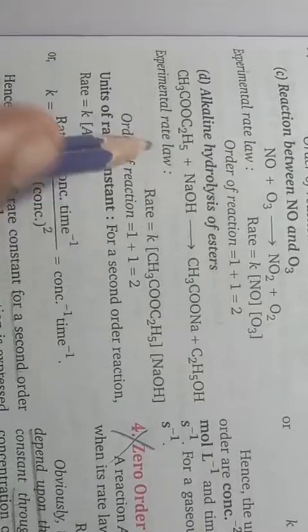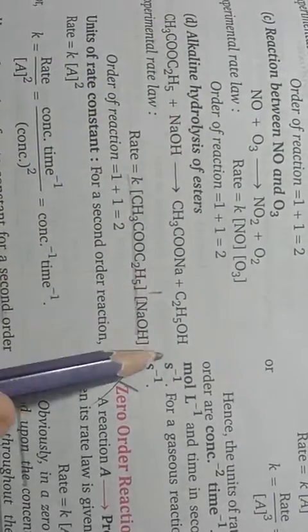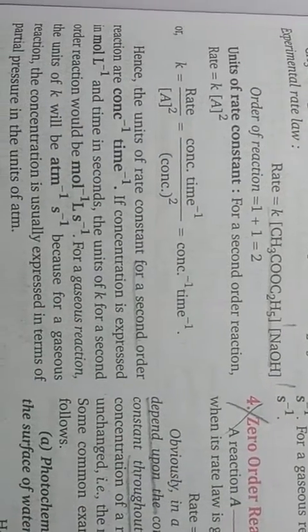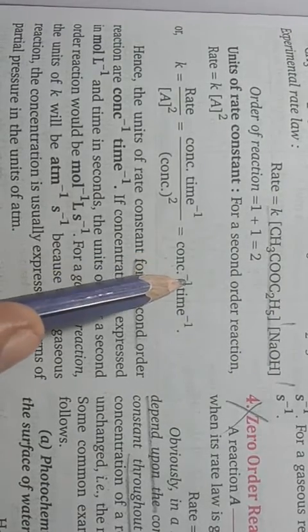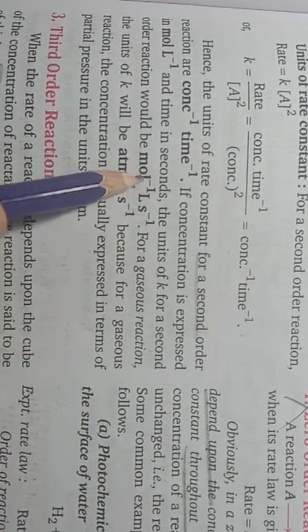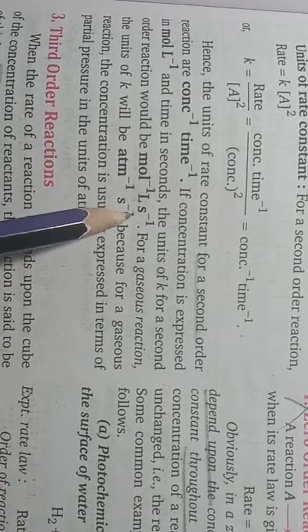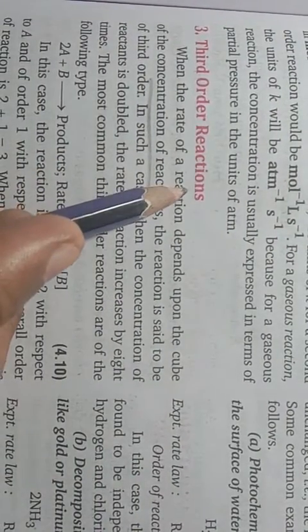Now this reaction has 2 reactant terms. The rate law is this, so the powers will be added. Overall order will be 2. After this, the unit of rate constant: concentration inverse, time inverse. So if concentration is in mole per liter and time in second, then the unit is mole inverse liter second inverse. This is the unit of rate constant. Then next is third order reaction.